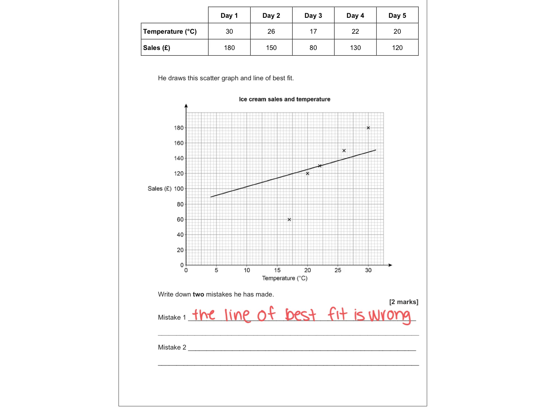And then the second one, let's check his points. So 30 temperature and 180, that one looks fine. 26 and 150, that one looks good. 17 and 80, ooh, he only did that one up to 60. So mistake 2, day 3 is plotted wrong.